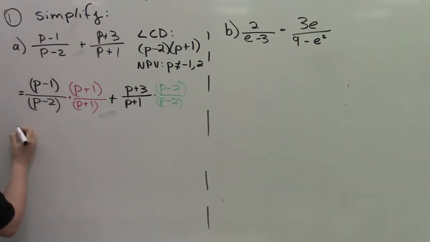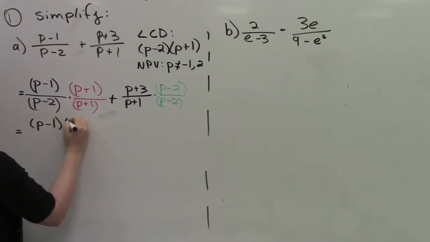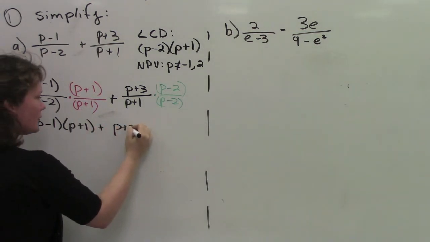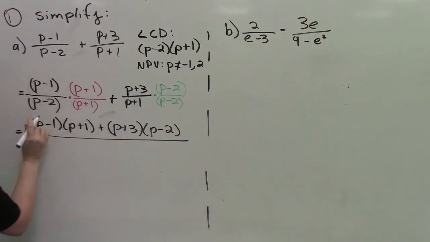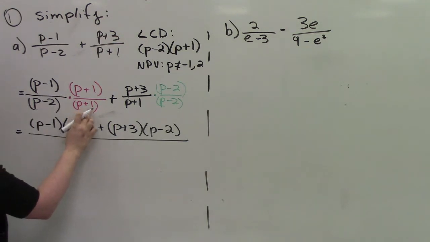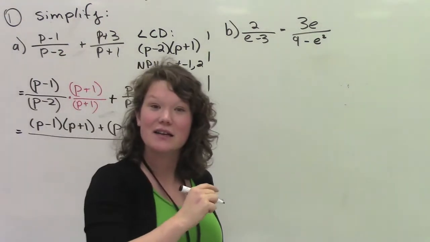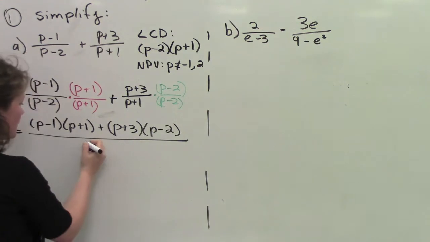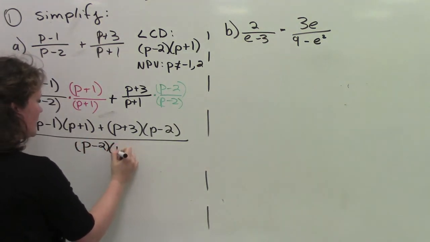So if I write this out again, I'm going to say p minus 1 times p plus 1 plus p plus 3 in brackets times p minus 2, all over p minus 2, p plus 1, p plus 1, p minus 2. So ta-da! That's the check that we can do to make sure that we have multiplied by the correct thing. So I know all over the common denominator of p minus 2, p plus 1.